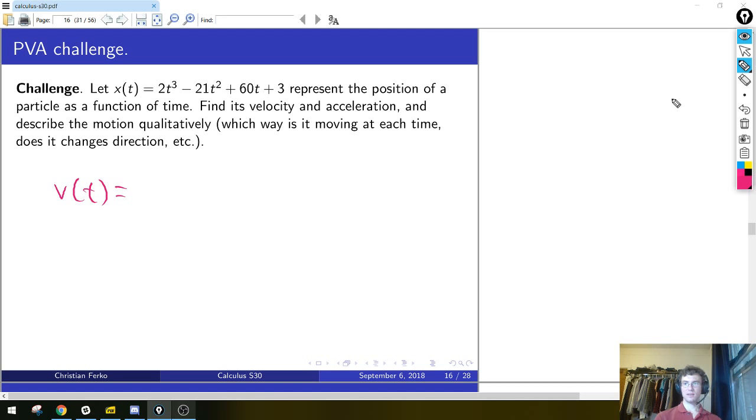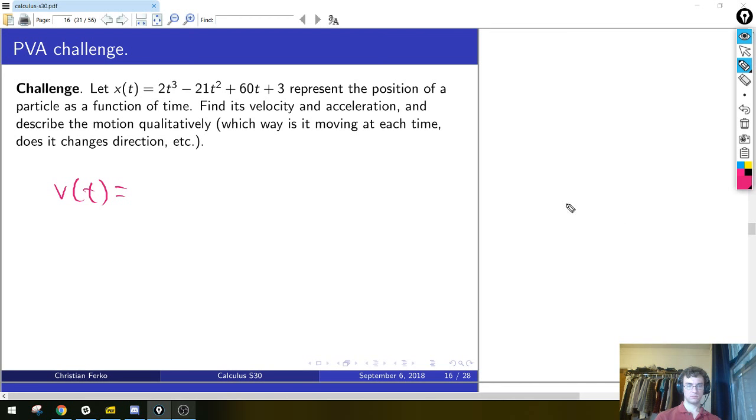I believe that this is just, I'm hoping that it's not just recalling, but I'm going to just recall. Is it going to be the derivative of what we see here? Yeah, so velocity is the derivative of x with respect to time, right? Okay, cool.